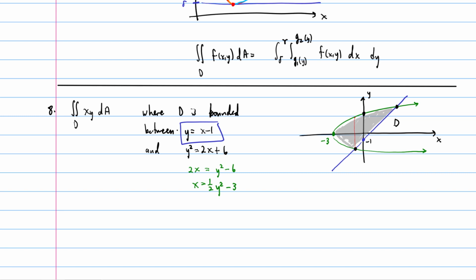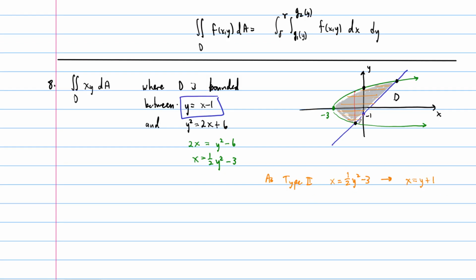However, if you do this as a type 2, then you can do it by just going this way, right? Type 2, then you're going to be going from the green curve to the blue curve in both cases. So as a type 2, this just needs one integral. So the lower bound will be x equals the parabola, which was, remember, 1/2 y squared minus 3, to the line, which is x equals y plus 1 if you solve this for x. So I think that's what we should do, right? Do it as a type 2.